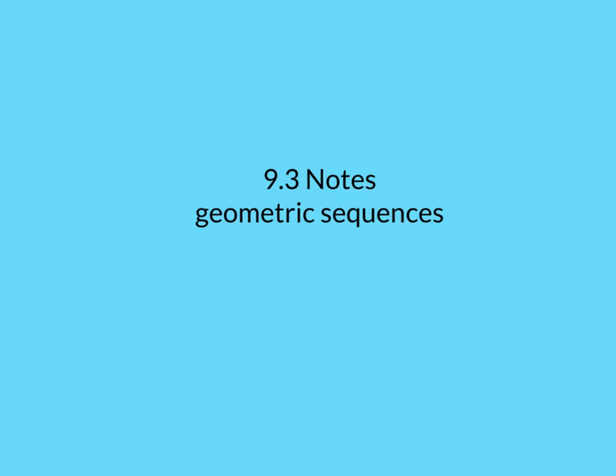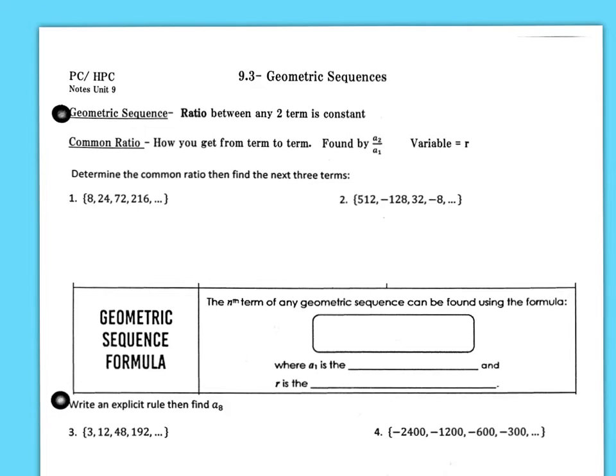So we know about recursive and we know about explicit arithmetic. Today we're going to do geometric sequences. A geometric sequence is when you either multiply or divide to go from term to term. How you get from term to term is called a ratio, and that ratio has to be constant throughout the entire sequence, or it's not a sequence.